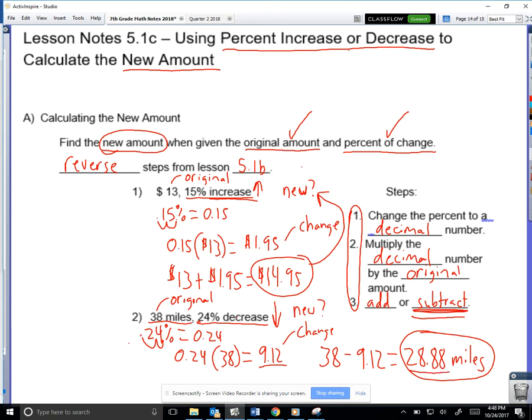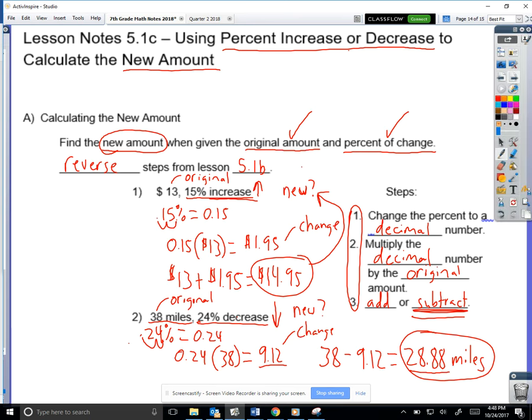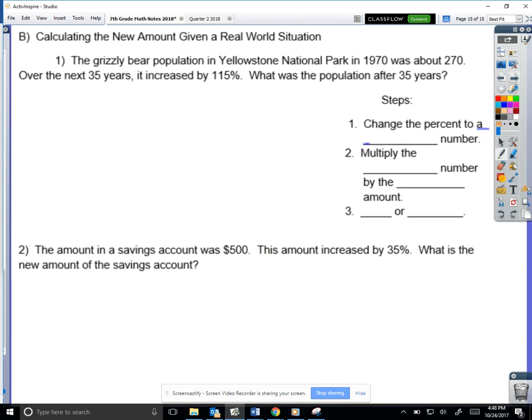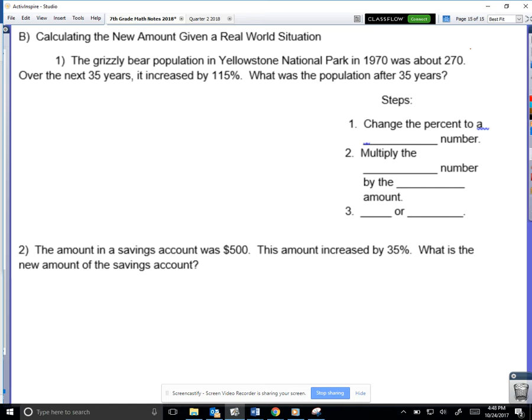All right? Let's take a look at some word problems, and we'll see how we're going to work these out. I think the word problems make a little bit more sense. All right, there we go. Here's our word problems here. Our very first one. So we're going to do the same thing. We're going to calculate the new amount given a real-world situation. All right, here's our first situation.